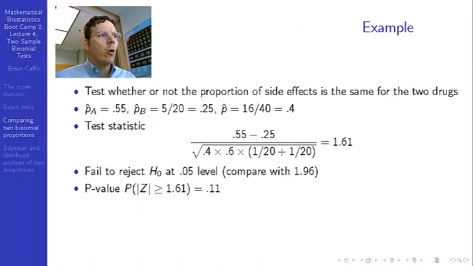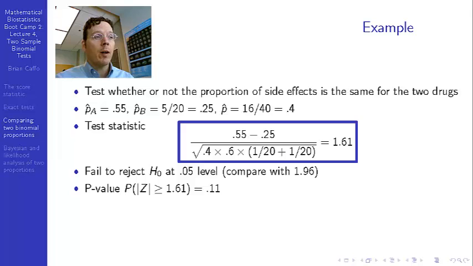Okay, so let's just perform the score test, to test whether or not the proportion of side effects is the same for the two drugs. P_A hat is 0.55, P_B hat is 5 over 20, which is 0.25. P hat, the common proportion, is (11 + 5) over (20 + 20), which is 16 over 40, which is 0.4. So our test statistic is 0.55 minus 0.25 over the square root of 0.4 times 0.6 times 2 over 20.